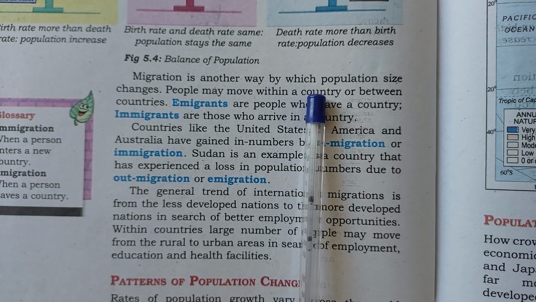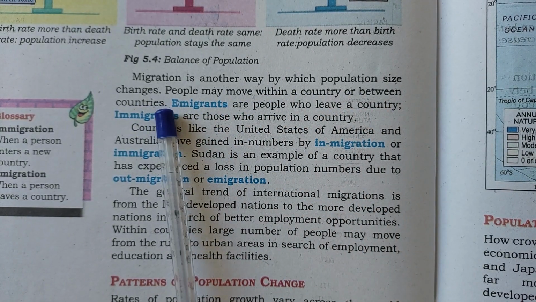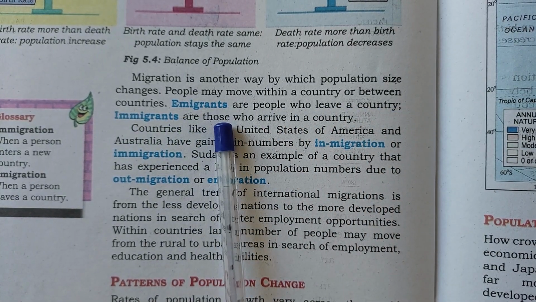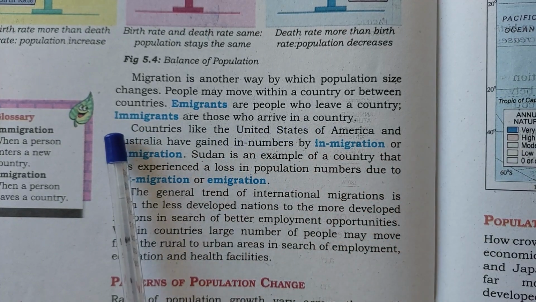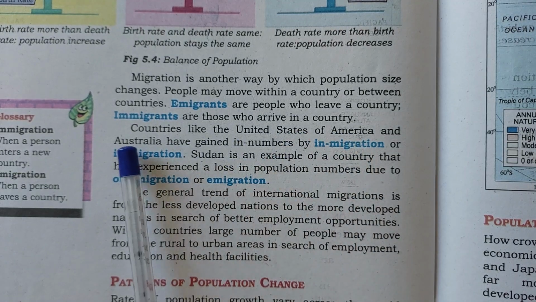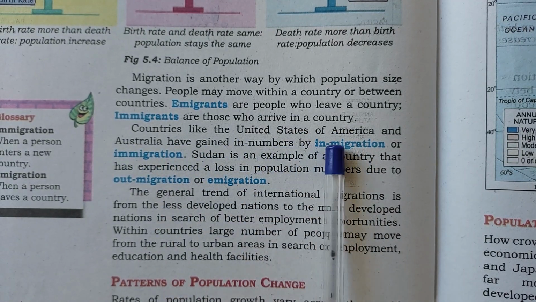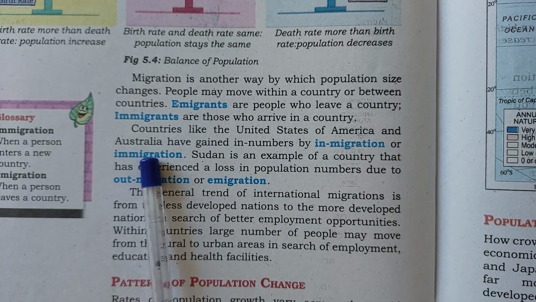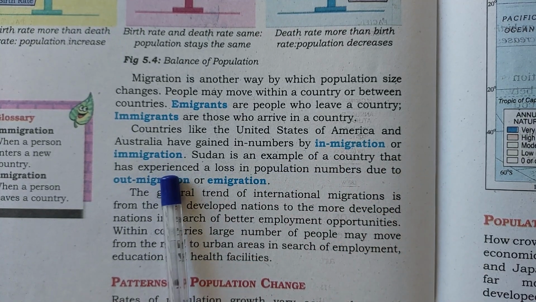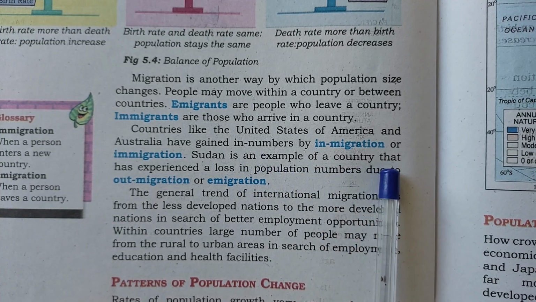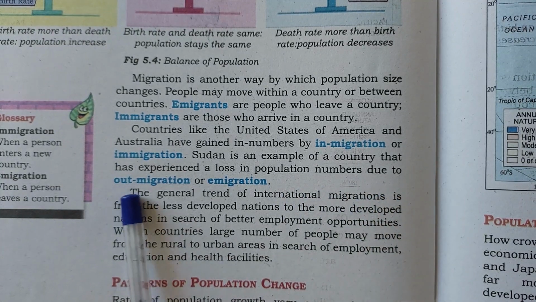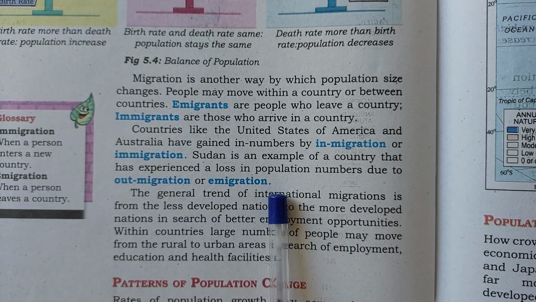Migration is another way by which population size changes. People may move within a country or between countries. Emigrants are people who leave a country. Immigrants are those who arrive in the country. Countries like the United States of America and Australia have gained in numbers by in-migration or immigration. Sudan is an example of a country that has experienced a loss in population numbers due to out-migration or emigration.